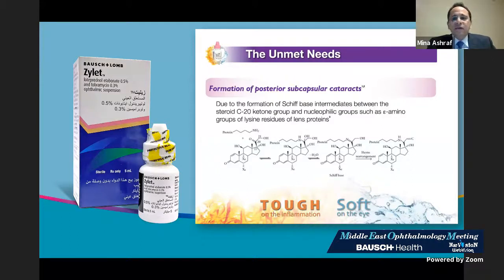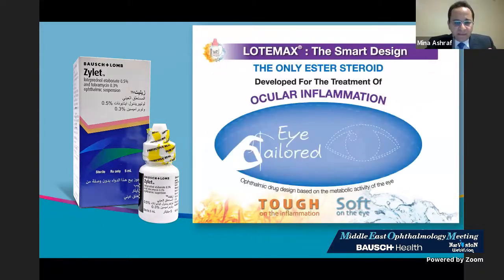And here comes loteprednol etabonate, which has a smart design. It's the only ester steroid developed for the treatment of ocular inflammation. And we always say that loteprednol etabonate is an eye-tailored corticosteroid, because all other corticosteroids have been developed actually for systemic use and then were adapted for ocular treatments. But loteprednol etabonate is the only corticosteroid that is eye-tailored.